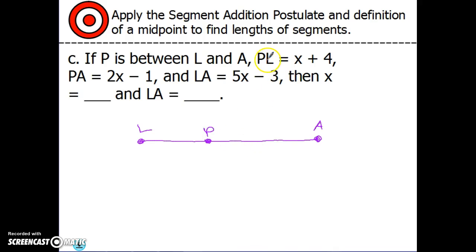The length of PL is x plus 4. So here's PL right here, and I'm going to say that this is x plus 4. And then I also have PA is 2x minus 1, so I'm going to put that over here. So 2x minus 1 represents PA. I also have a length for all of LA. That would be the whole entire thing right here, which is going to be 5x.